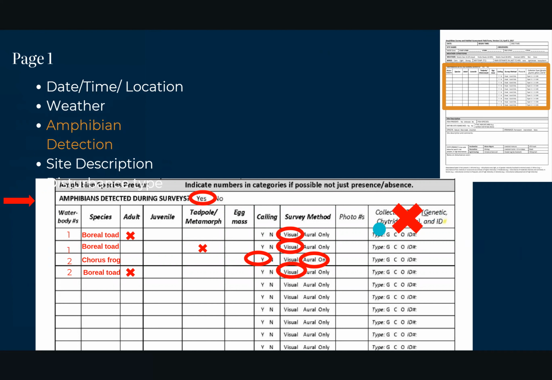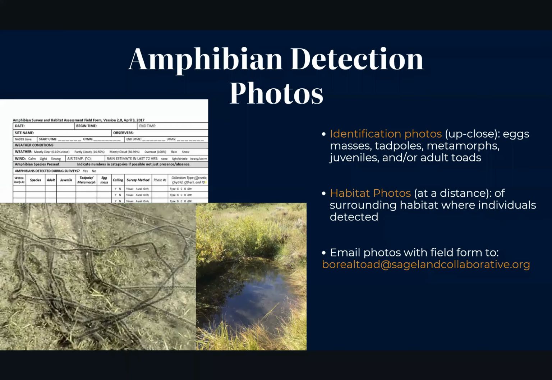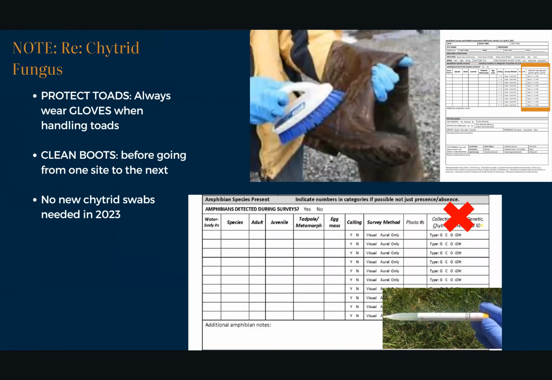You'll notice an X on the chytrid fungus swab section. In years past, if we have found amphibians, we have swabbed them. So just a quick note about that. We are not taking chytrid fungus swabs this year. We just have a lot of that information already, and we don't necessarily need to collect it this year.